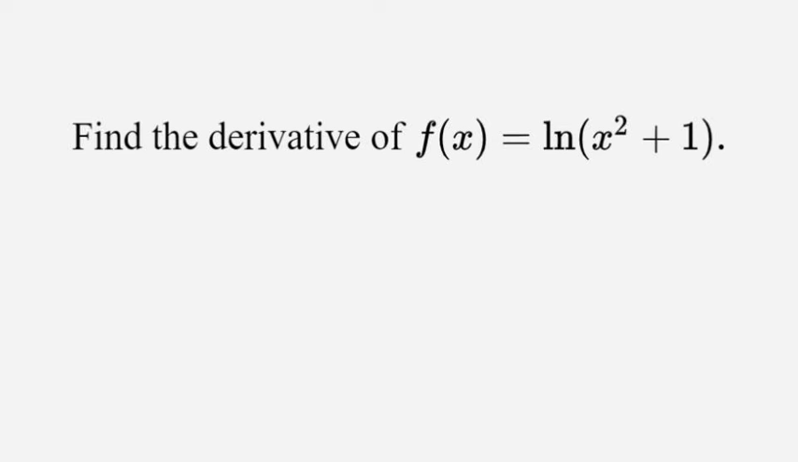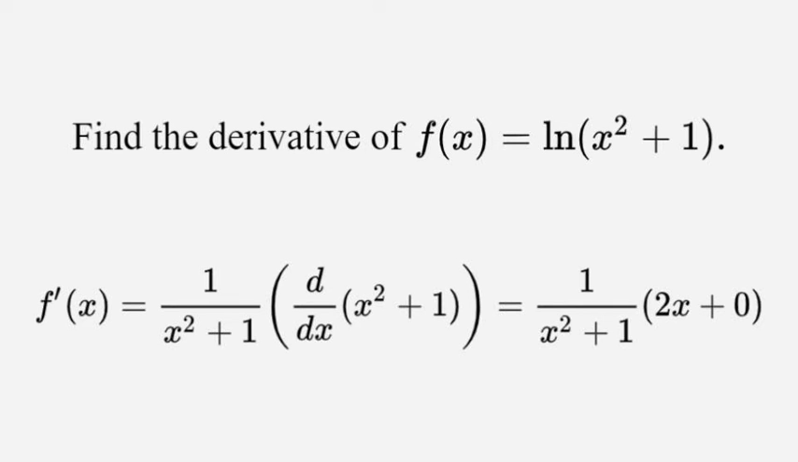The answer is not simply 1 over x squared plus 1. Using the chain rule, we're going to start with the derivative of the outer function, and the outer function is natural log. If it was the natural log of x, we know its derivative would be 1 over x. And so the derivative of this outer function would be 1 over the stuff on the inside, and so this is 1 over x squared plus 1. That's the derivative of the outer function using the chain rule.